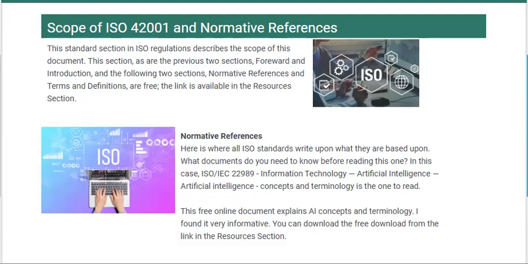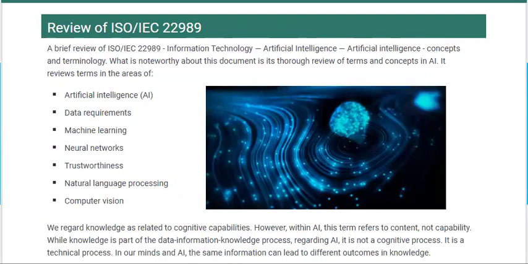Normative References. Here is where all ISO standards write upon what they are based upon. What documents do you need to know before reading this one? In this case, ISO/IEC 22989, Information Technology, Artificial Intelligence. This free online document explains AI concepts and terminology. I found it very informative. You can download it for free from the link in the Resources section.